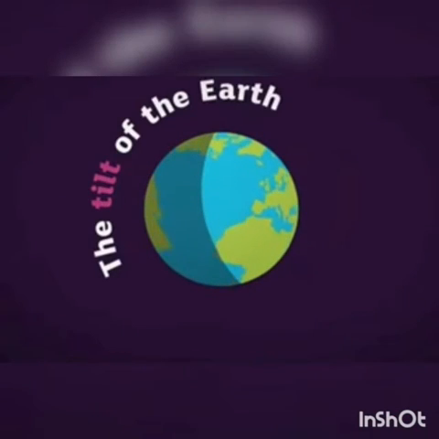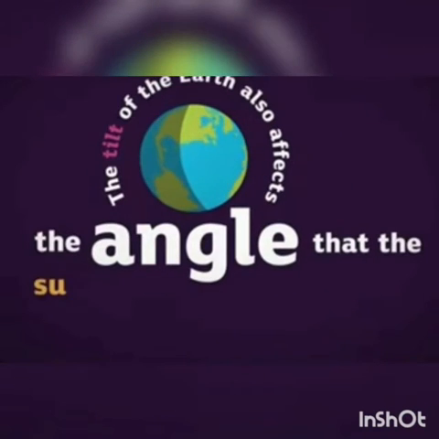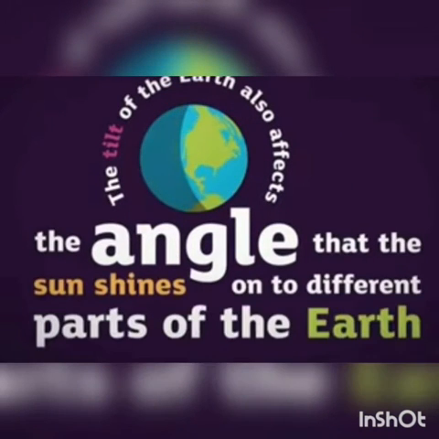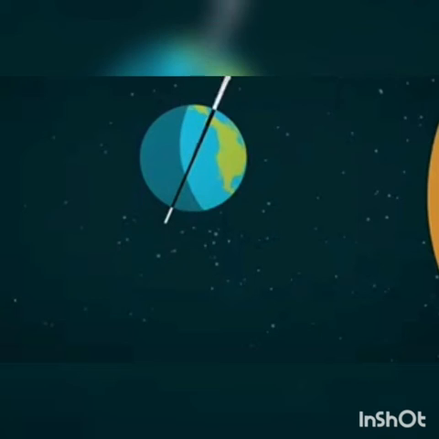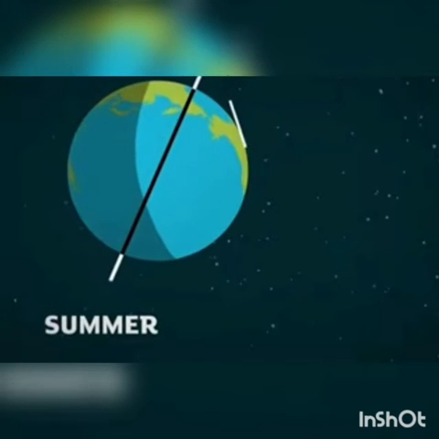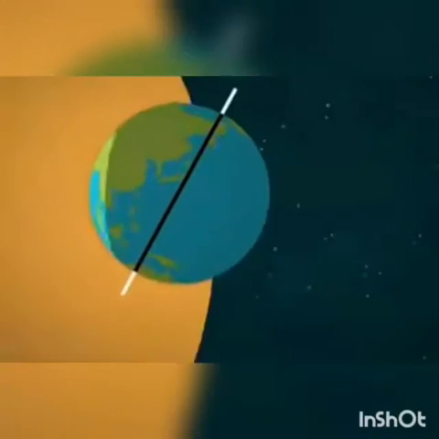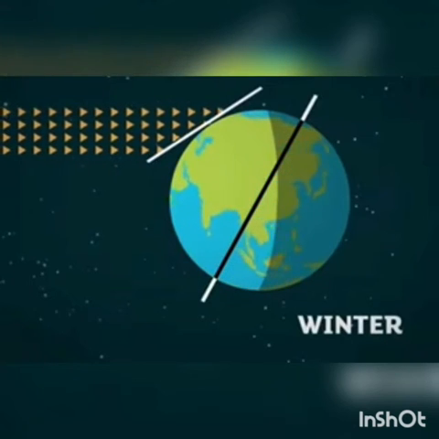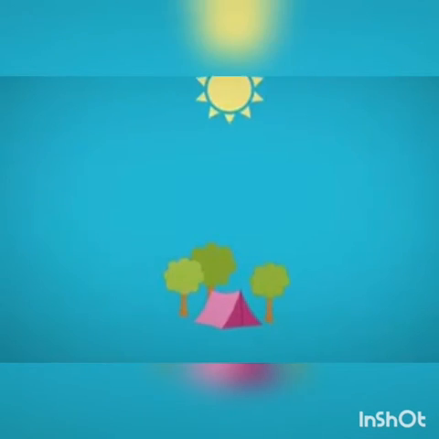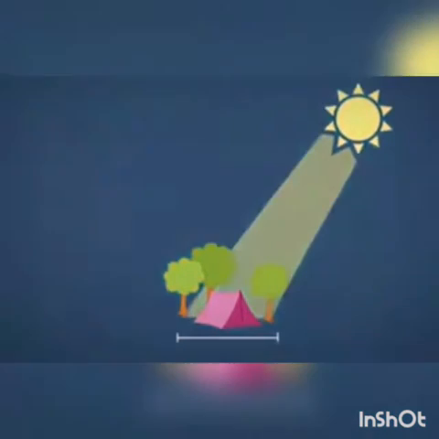The tilt of the Earth also affects the angle that the sun shines onto different parts of the Earth. In the summer, the sun is shining more directly at the northern hemisphere. In the winter, the sun shines at more of an angle. The sun appears higher in the sky in summer and lower in the winter.